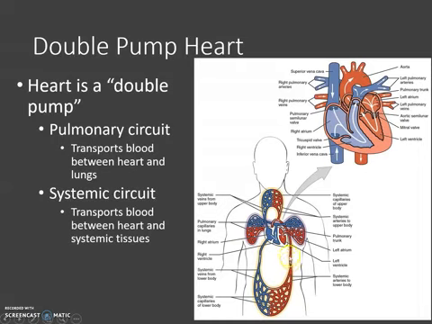So for example, there might be an artery branching off here going to the left kidney. There might be another artery branching off over here that would go to the liver. And then each one of those tissues or organs would have its own capillary bed where gas exchange happens. And then all of that blood converges into veins where it gets sent back to the heart.